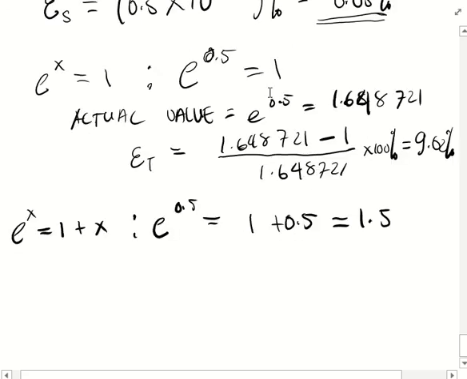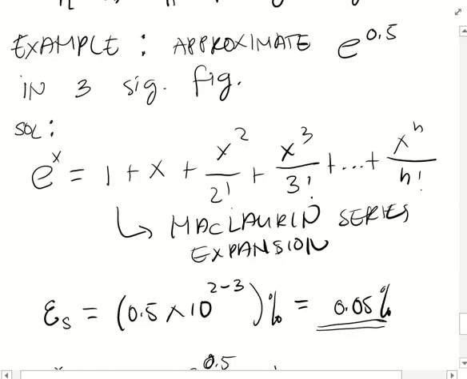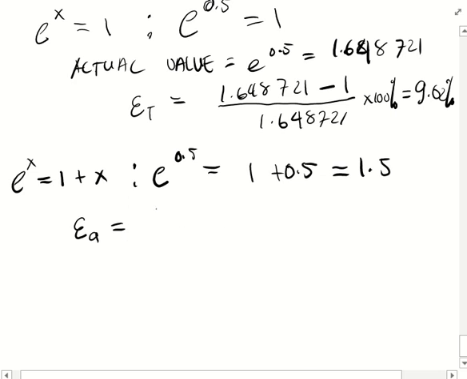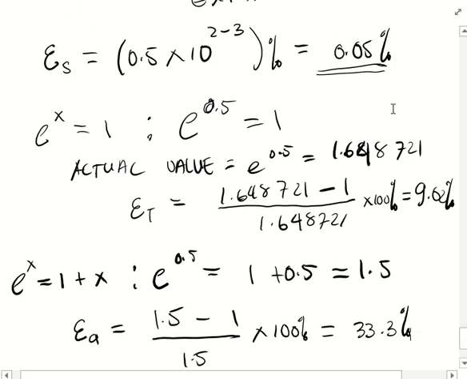So if we have now the previous and the current approximation, we can now solve for the approximate error, epsilon a. The formula for that one is the current minus the previous, divided by the current. The current approximation is 1.5, and we subtract the previous, which is 1. We divide it by the current, 1.5, and multiply by 100%. So the approximate error now will be 33.3%. Still far away from our stopping criterion of 0.05%. So we need to add another term.